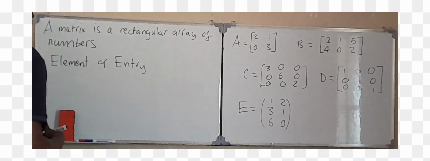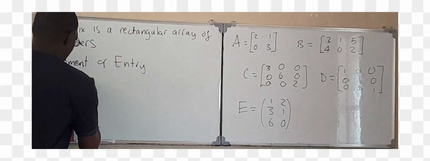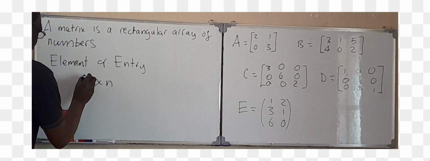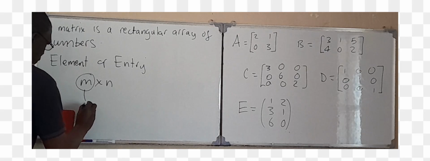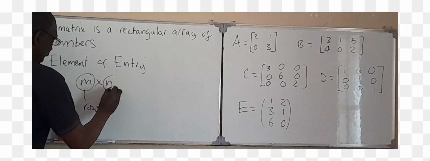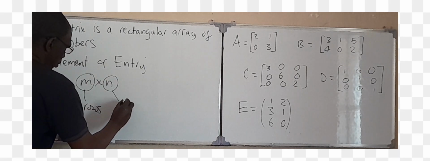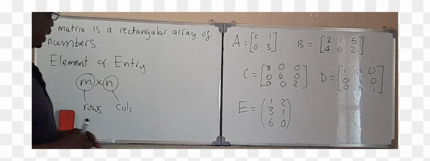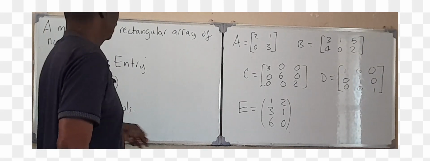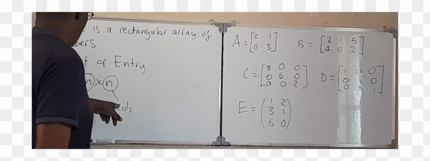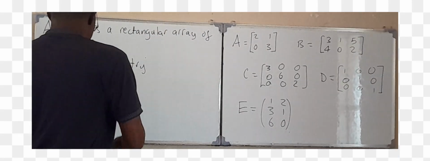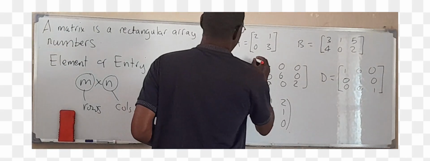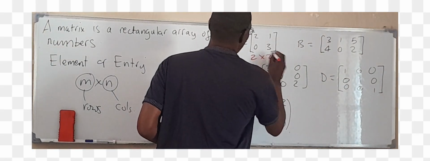And it's written as M by N, where M is the number of rows and N is the number of columns. So, for A, the number of rows M is 2, the number of columns N is 2. So A is a 2 by 2 matrix.